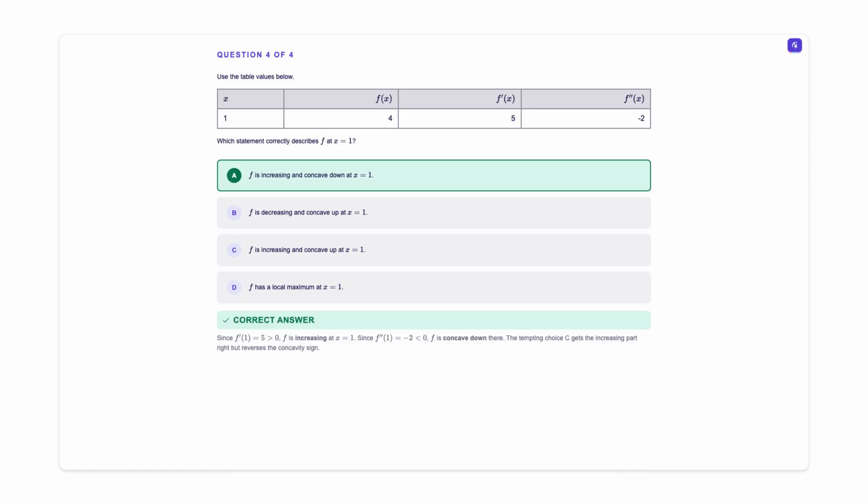Since f prime of 1 equals 5, which is greater than 0, f is increasing at x equals 1. Since f double prime of 1 equals negative 2, which is less than 0, f is concave down there. The tempting choice C gets the increasing part right, but reverses the concavity sign. To wrap up, think back to the checkpoint you just did. The goal was not to memorize 3 separate graphs, but to connect what each graph tells you about the others.